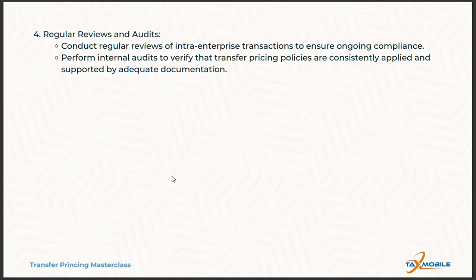Now, step 4 is to do regular reviews and audits. Do regular health checks. It is critical to conduct periodic reviews of your enterprise transactions involving the permanent establishment to ensure that they continue to comply with transfer pricing regulations. Business operations evolve, and regular reviews help keep the documentation and pricing policies up to date. So you need to do that always. Conduct regular reviews of intercompany transactions.